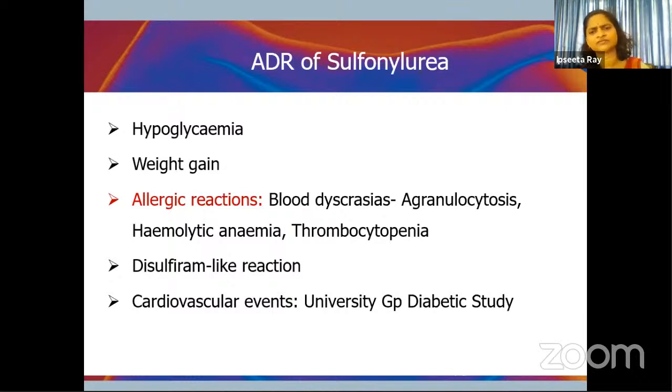Allergic reactions, right from agranulocytosis, hemolytic anemia, thrombocytopenia, but these are rare adverse effects. With alcohol, they can also cause a disulfiram-like reaction. There were certain concerns regarding adverse cardiovascular events which were seen with the use of sulfonylureas.